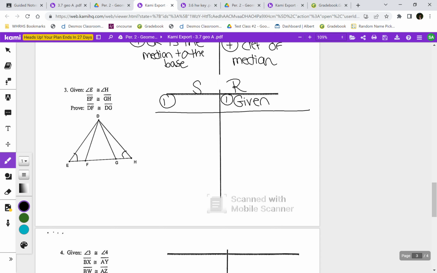So now that we have the base angles congruent, can we conclude legs are congruent? Yeah, which legs? Which legs, Max? Segment DE and segment DH. You got it, segment DE and segment DH. Who thinks they know the reason for this? Michael?